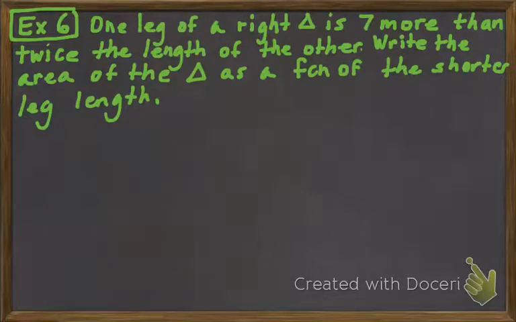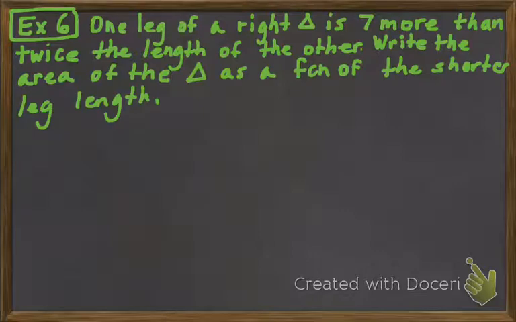In this video, we're going to do 3 geometry examples, and geometric applications lend themselves well to the concept of learning how to solve equations. So the first one that we're going to look at says one leg of a right triangle is 7 more than twice the length of the other.